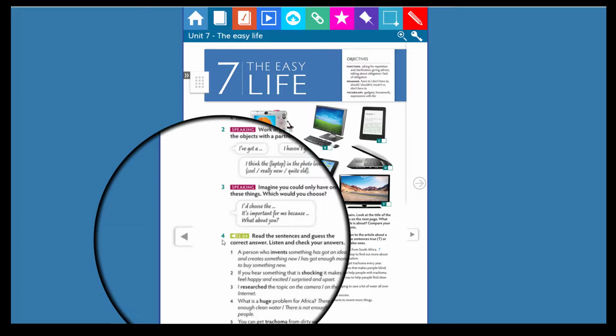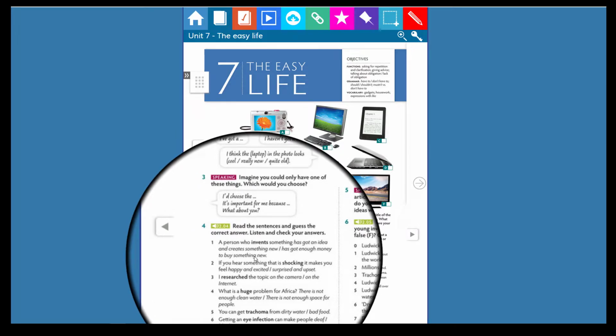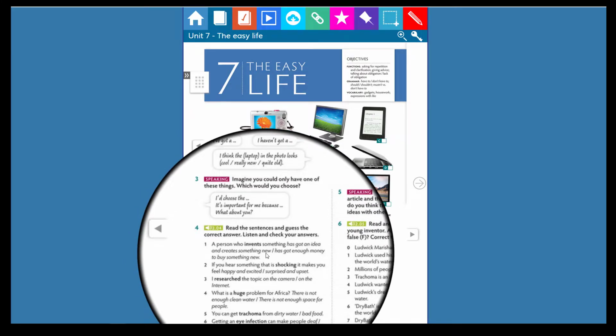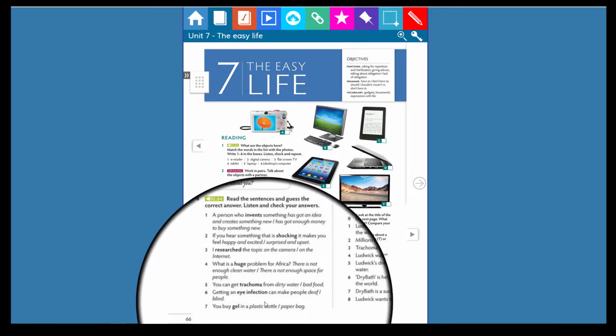A person who invents something has got an idea and creates something new, or has got enough money to buy something new. What do you think between these two alternatives? Has got an idea and create something new, or has got enough money to buy something new? Who invents? Invents. Okay, stop the video again and do the activity. You have to read the sentence and choose the correct alternative for each sentence. Stop the video, please.